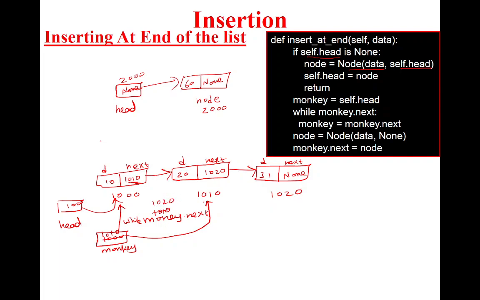It is also valid. So it will change monkey equal to monkey of next. What is monkey of next? 1020. So it will change the monkey value into 1020. So it will be pointing to the next node. Now it will check the while, none. It is not true. It is not a valid one. So it will give you false. So this loop will break. It will come into this line. In this line we are creating the new node, see the code, with the data given from the user and the none. We have created like this.